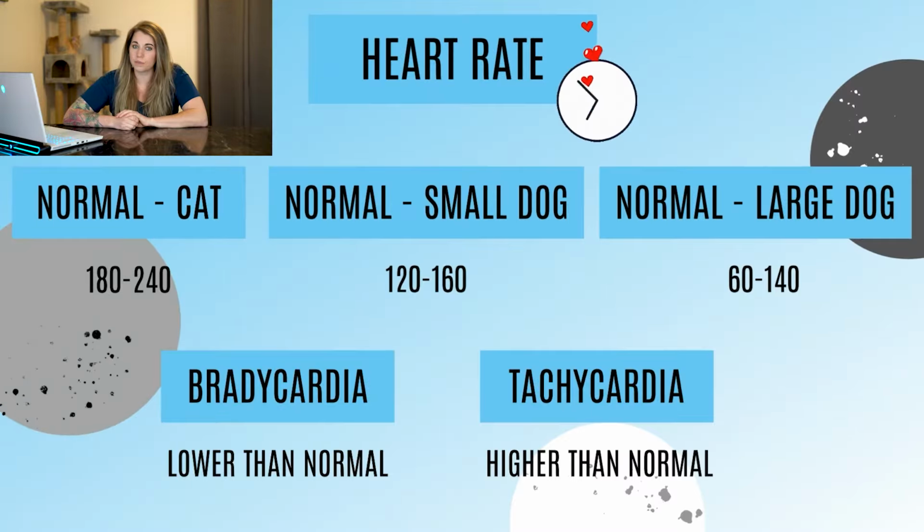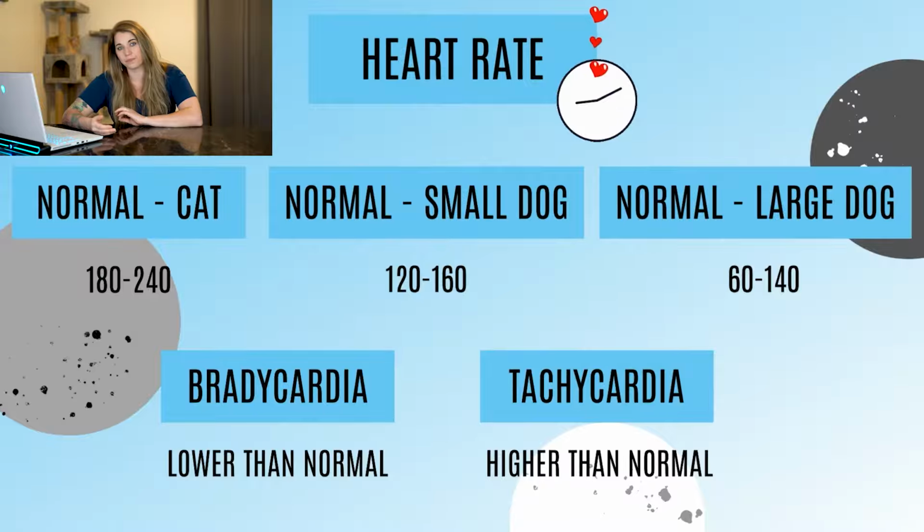60 sounds very low, but in your massive breeds or in your highly athletic breeds, they are going to have lower resting heart rates. Heart rates that are lower than normal are considered bradycardic, and heart rates that are higher than normal are considered tachycardic. We'll go over the causes and the causes for concern for both in my triage and stabilization video.